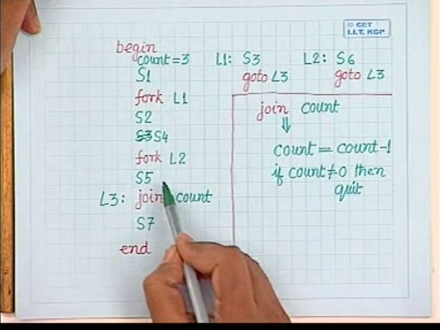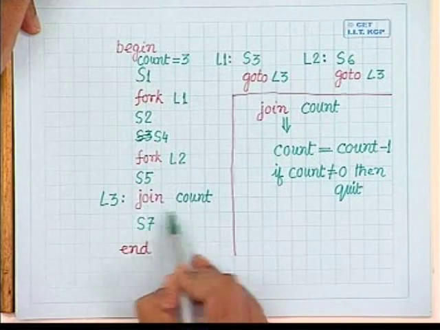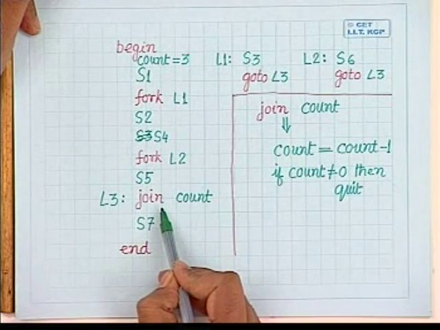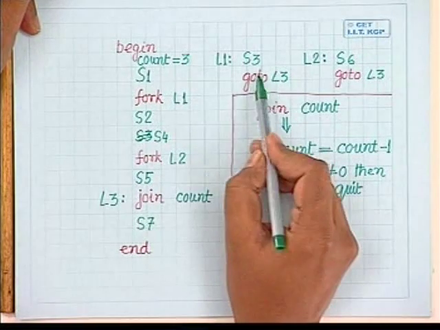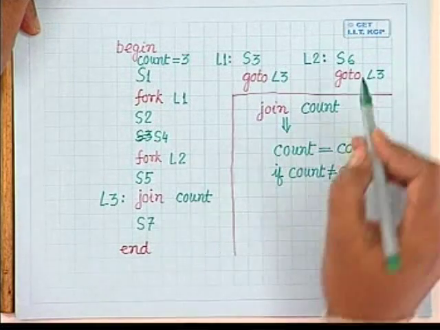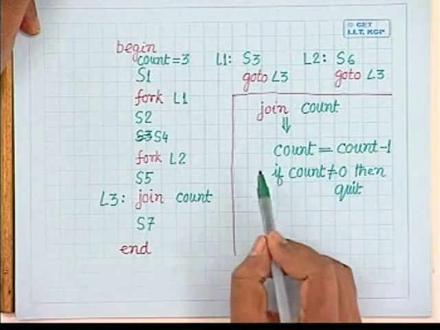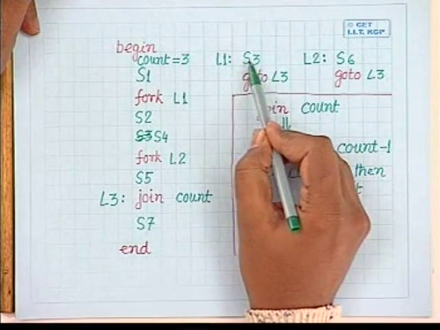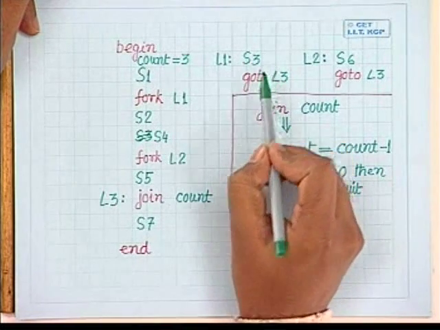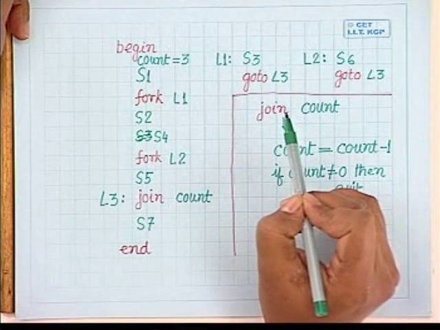So the first process which executes this join count statement, I still don't know whether the process executing S5 will execute the join statement first, or the process executing S3, or the process executing S6. That depends upon the complexity of these statements, how much time each statement takes. And here a statement does not necessarily mean a single statement, it can be a module.